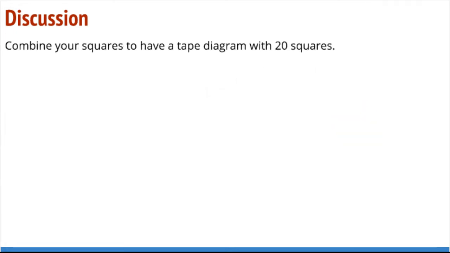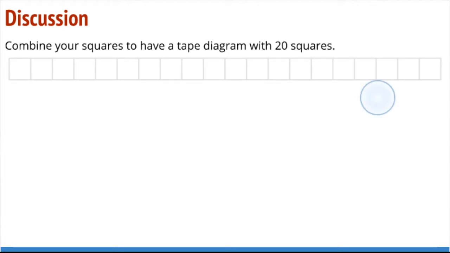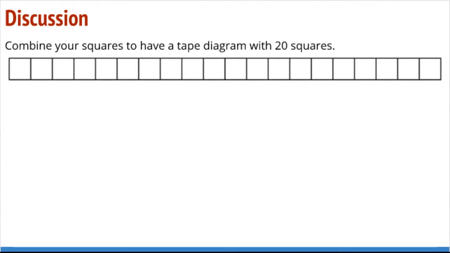So go and put your squares back together so that you have your tape diagram with 20 squares. So we had separated them, put them back together. If you were doing this on paper, you would undo those markings, those groups of 5. So slide everything back together. Now this time we are going to subtract 4 squares from the tape diagram. So we're going to take some away.